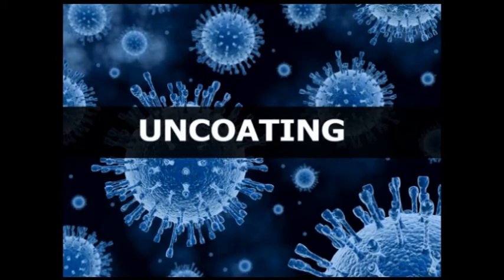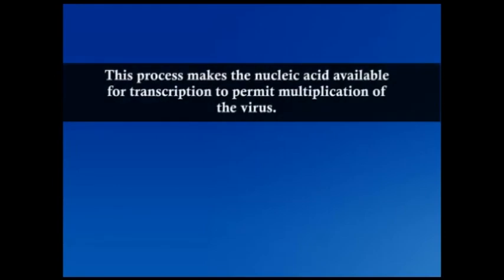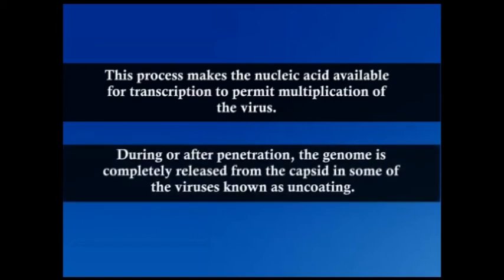Now we'll come to uncoating. This process makes the nucleic acid available for transcription to permit multiplication of the virus. During or after penetration, the genome is completely released from the capsid in some viruses, known as uncoating. In other viruses such as retroviruses and reoviruses, the first stage of the viral replication cycle, that is transcription and replication, occurs inside the capsid.